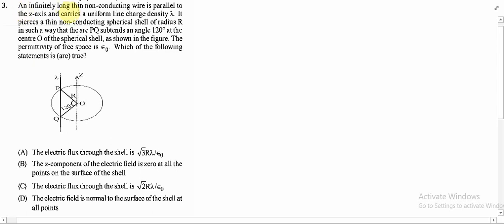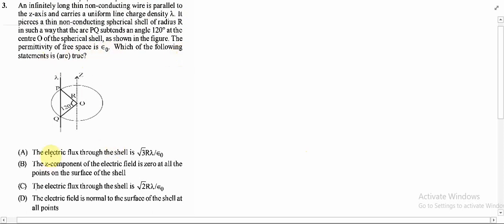An infinitely long, thin non-conducting wire is parallel to the z-axis and carries a uniform line charge density lambda. It pierces a thin non-conducting spherical shell of radius r in such a way that the arc PQ subtends an angle 120 degrees at the center of the spherical shell as shown in the figure. The permittivity of free space is epsilon 0. Which of the following statements are true?